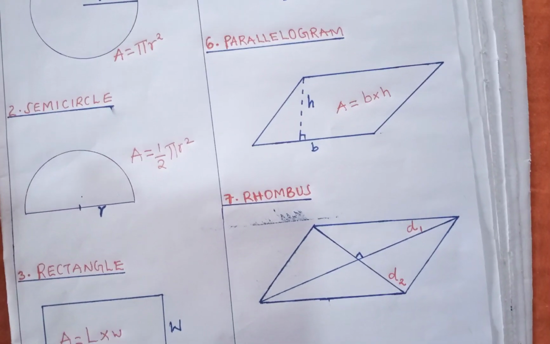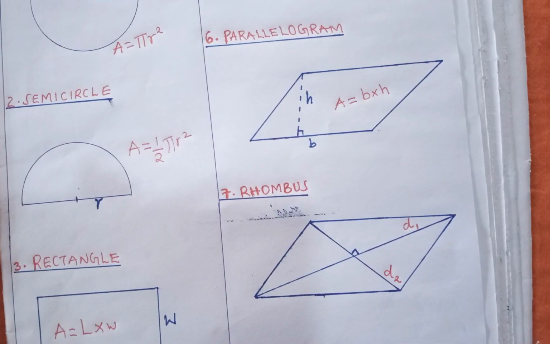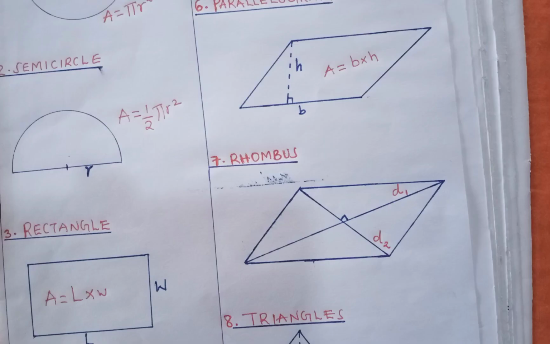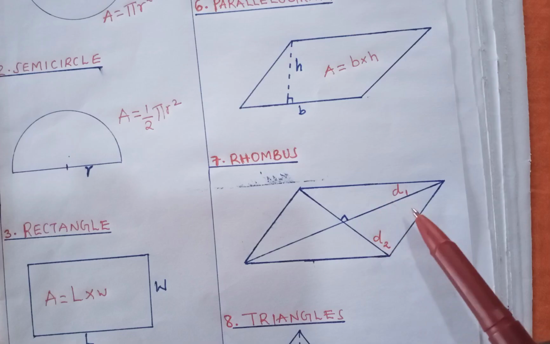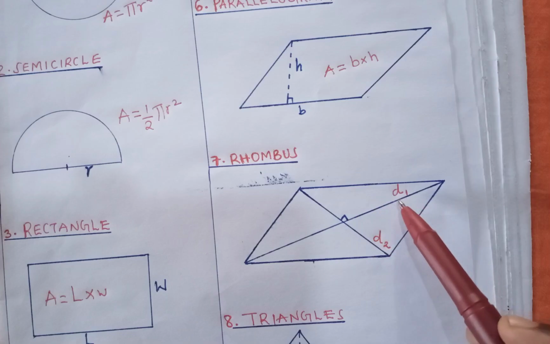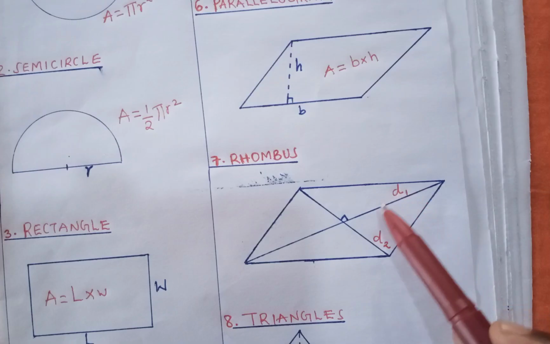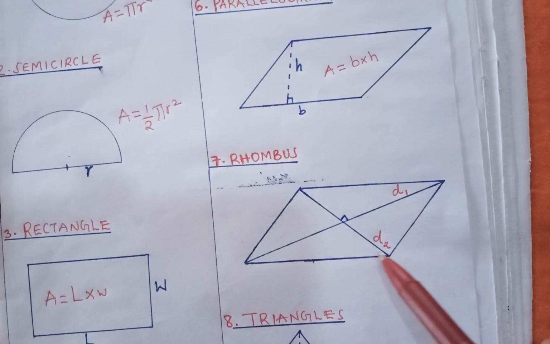So the next figure that I'm going to present is in fact the rhombus. You discover that the diagonals of the rhombus are going to intersect at 90 degrees. Therefore, I have labeled this one as my diagonal 1, that is D1, and of course this other diagonal I have given it D2.